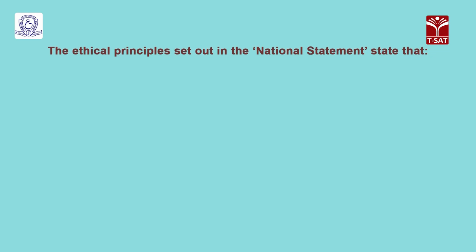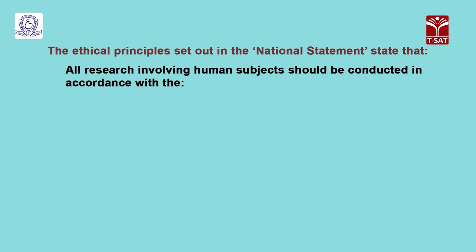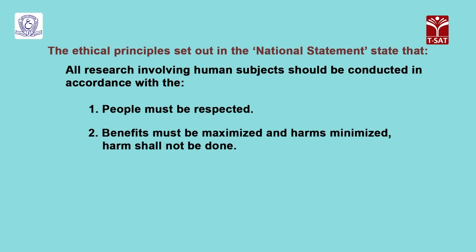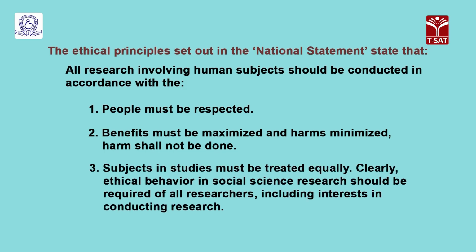Ethical issues are becoming a crucial element in social research. It is compulsory for a social researcher conducting research involving humans to apply for ethical clearance. The ethical principles set out in the national statement state that all research involving human subjects should be conducted in accordance with the principles that people must be respected, benefits must be maximized and harms minimized. Harm shall not be done and subjects in studies must be treated equally.